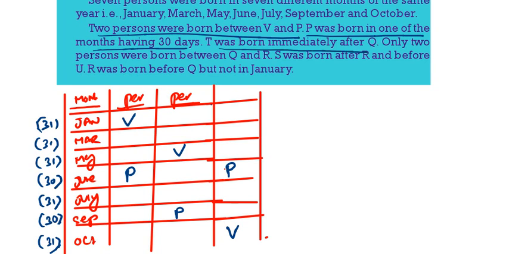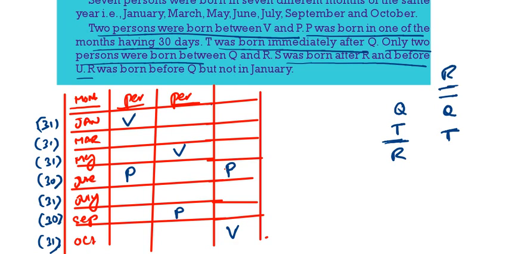T was born immediately after Q. Only two persons are there between Q and R. S was born after R and before U. See, two persons, T was born immediately after Q, Q T. Two persons are there between Q and R. So like that it might come, or else it might come like this also. Then S was born after R but before U.